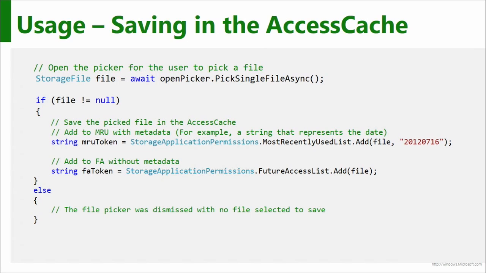Yeah. So here's a little code snippet, shows you basically what you do. So we're using our pick single file async, the same as we do, and then when you get the file back, what you need to do is add that file into either or both of the most recently used list and the future access list. And thereafter, you can go and access that list, pull it out, and get direct access back to that storage file again. And adding things to the MRU is a way of influencing the UI that the user is using, so that they see that MRU showing up.